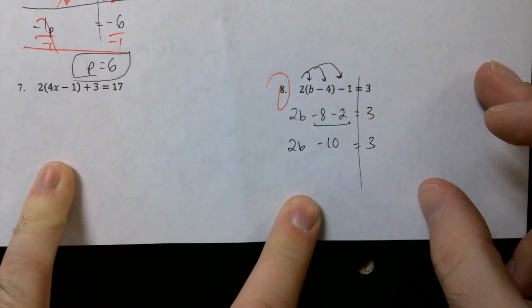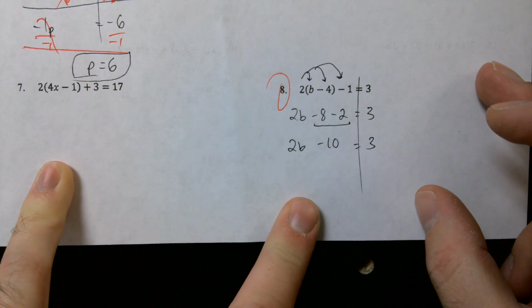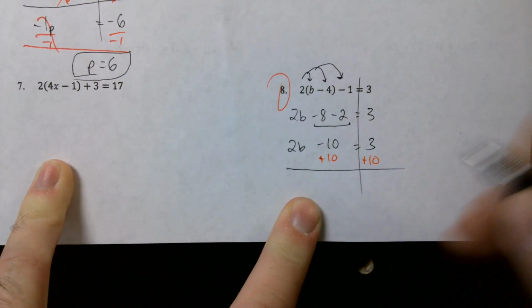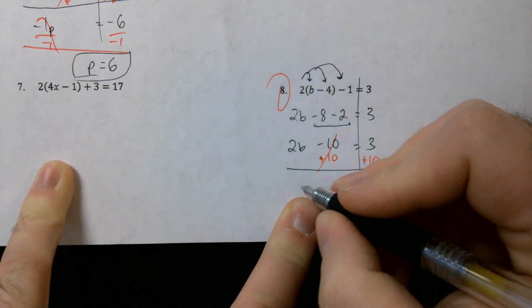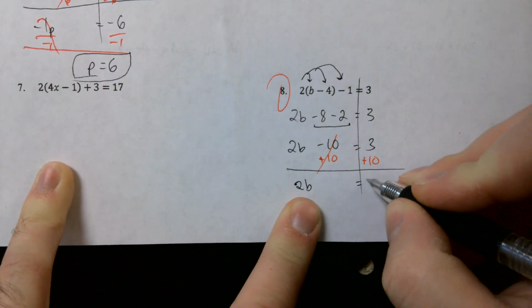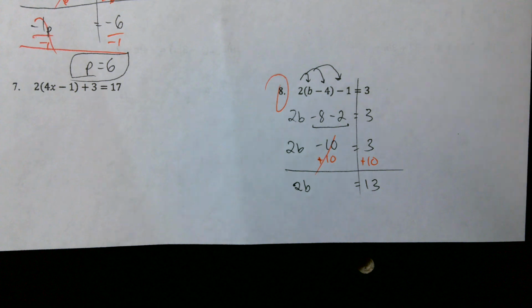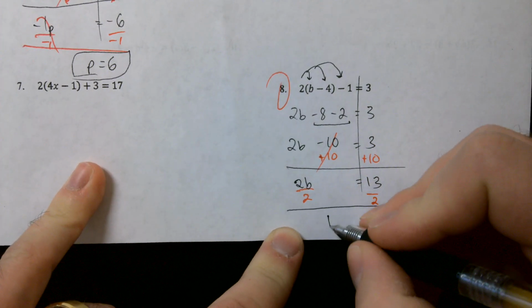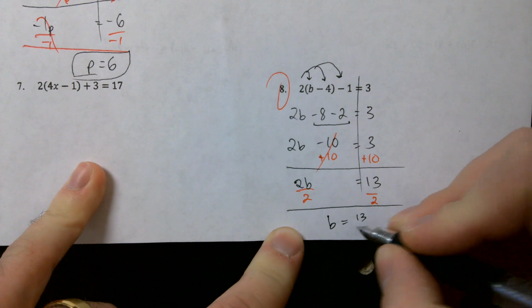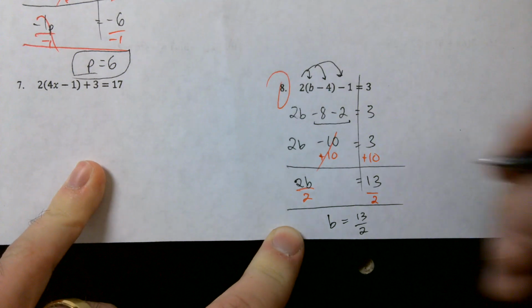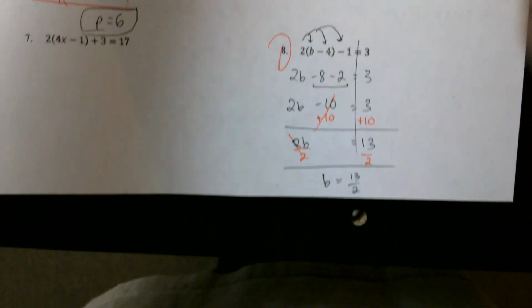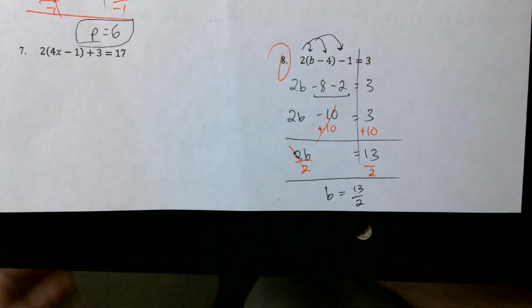What now? Maybe add 10 to both sides, right? I get 2b equals 13. And then I divide by 2. And can I simplify 13 over 2 at all? No. I get 13 over 2. Is that what you got for number 8, 13 over 2?